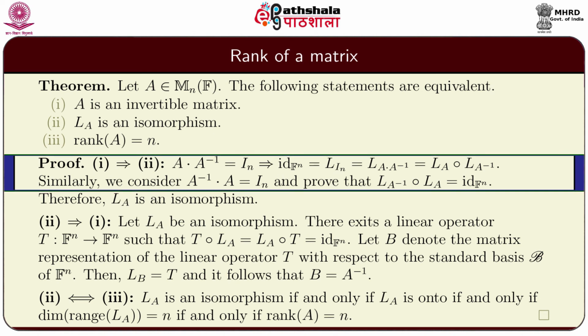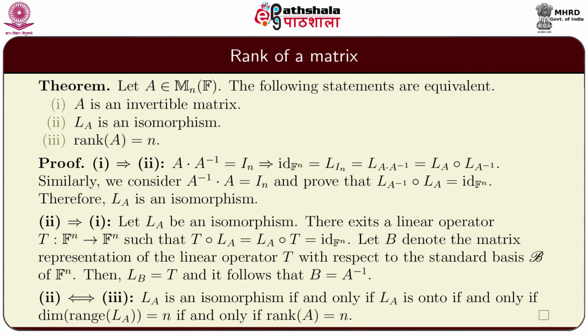So, proof of 1 implies 2. Suppose that A is an invertible matrix, then we know that A inverse exists as an n cross n matrix such that A dot A inverse is I_n. I_n is the n cross n identity matrix. Therefore, at the level of transformations, we can write that the identity operator on F^n, which is L_{I_n}, is L_{A A inverse}, that is because A A inverse is I_n, and it is easy to verify from the definition of L_A that L_{A A inverse} is nothing but the composition of L_A and L_{A inverse}, where L_A appears on the left hand side and L_{A inverse} appears on the right hand side.